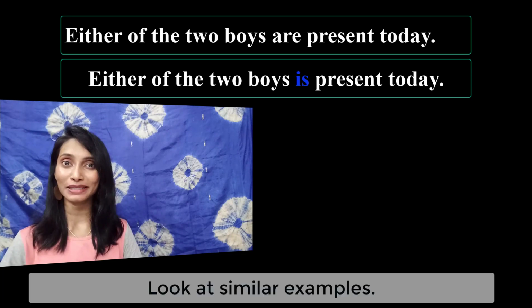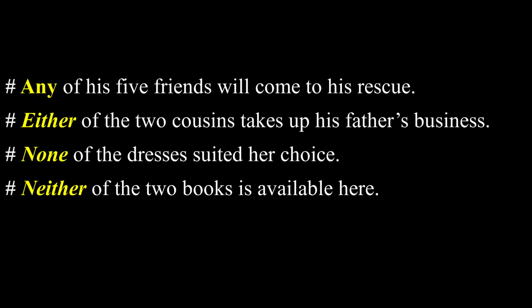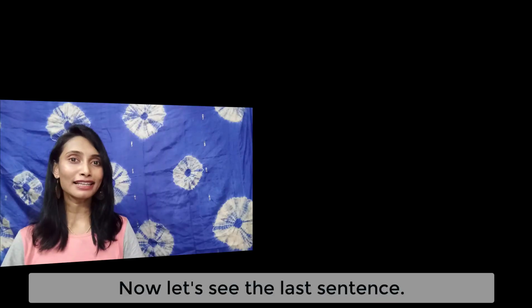Look at similar examples. Any of his 5 friends will come to his rescue. Either of the 2 cousins takes up his father's business. None of the dresses suited her choice. Neither of the 2 books is available here. Now let's see the last sentence.